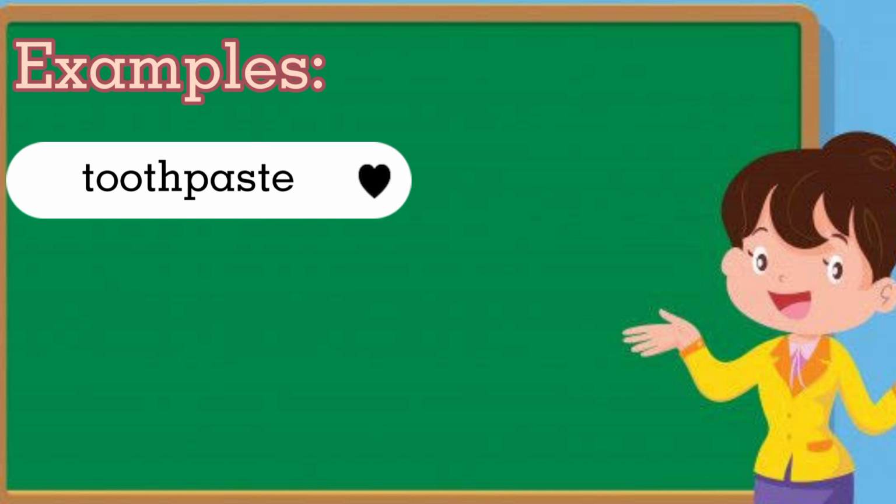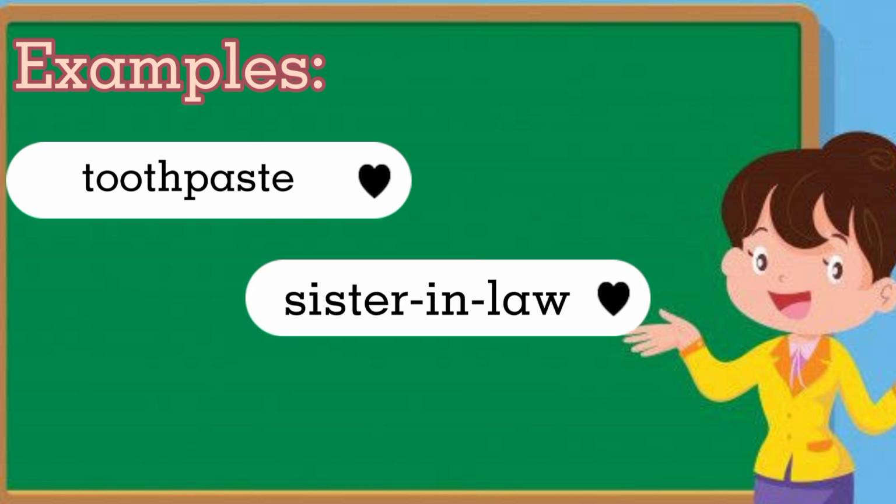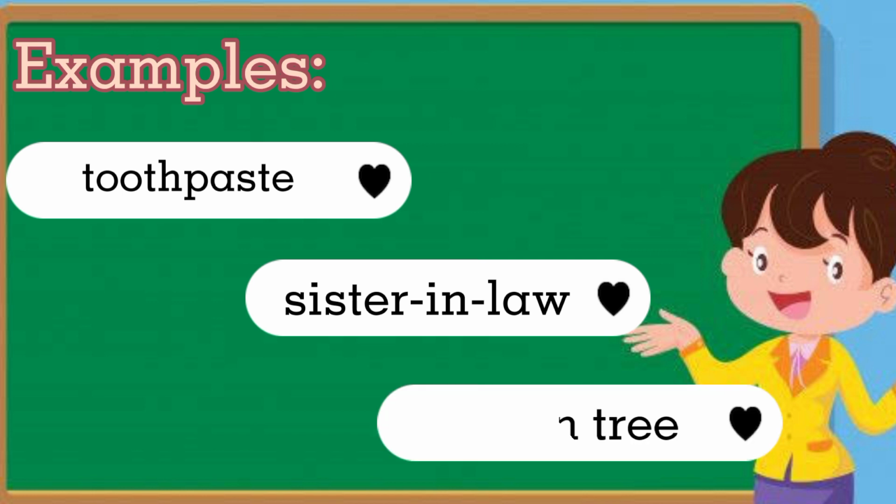These are two words which are tooth and paste that were combined to come up with toothpaste. Next, we have sister-in-law. We have three combined words using the hyphen to come up with one word, which is sister-in-law. It is still a compound noun. Lastly, we have lemon tree, which means a tree of a lemon. So these are two separate words to come up with one meaning.